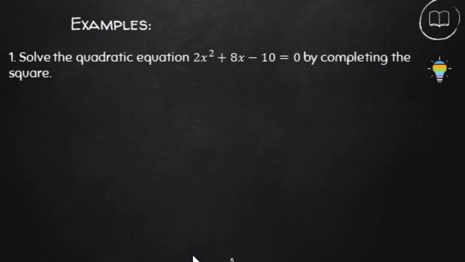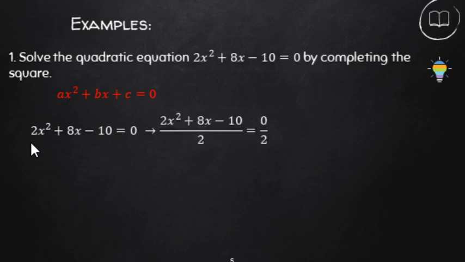Let's recall that the standard form of a quadratic equation is ax squared plus bx plus c equals 0. In solving quadratic equations by completing the square, the first thing to do is to divide both sides of the equation by a, then simplify. In the given equation, the value of a is 2. So we divide both sides of the equation by 2. Then we simplify, and we have now x squared plus 4x minus 5 equals 0.